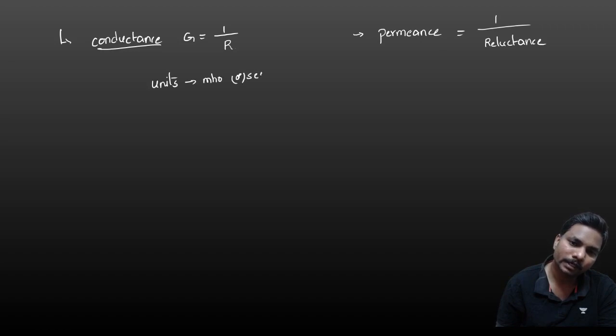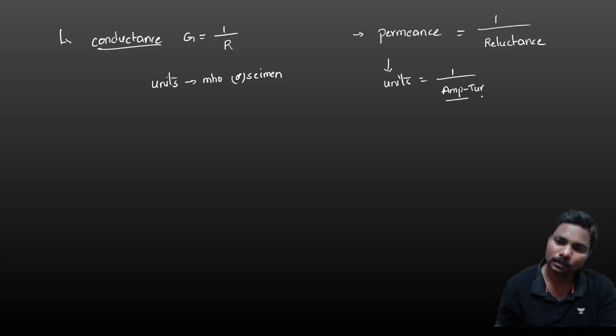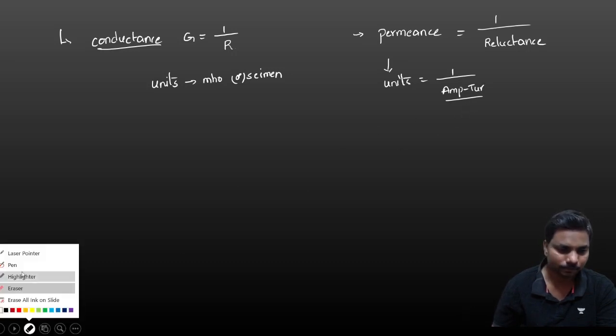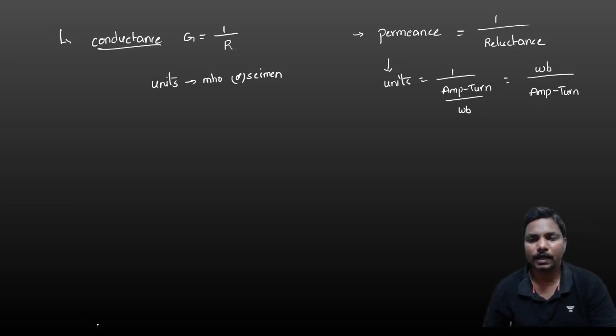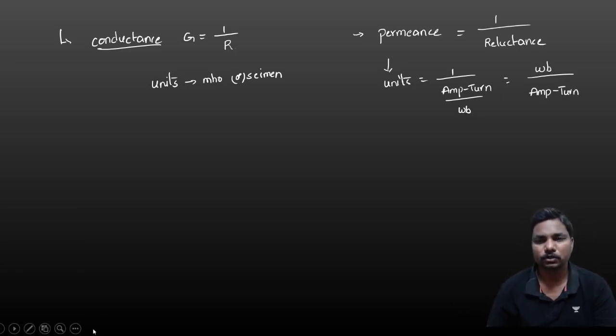Already we have learned this in electrical. Now with the permeance, the units are 1 by ampere turn per Weber, that is, ampere turn per Weber. So that means finally we will get Weber per ampere turn. Okay, so note down all this.